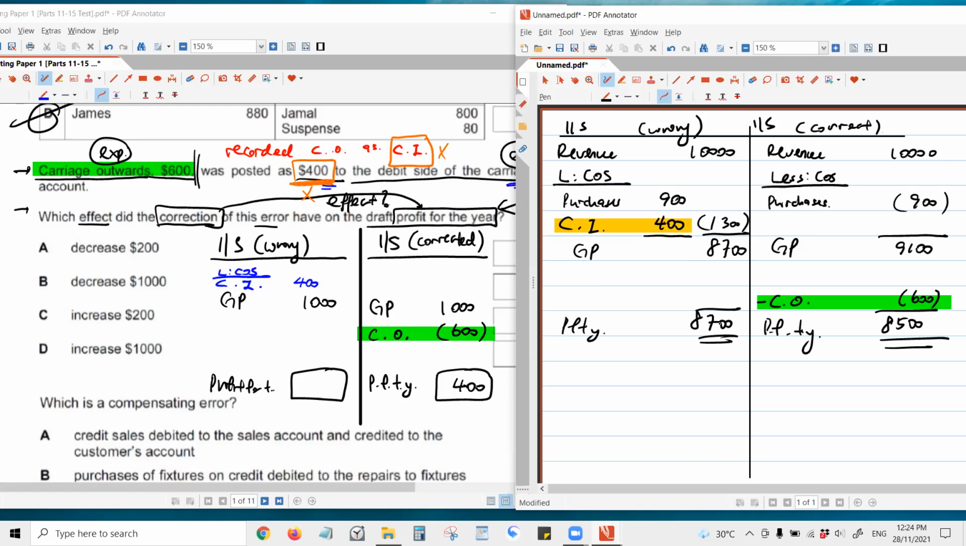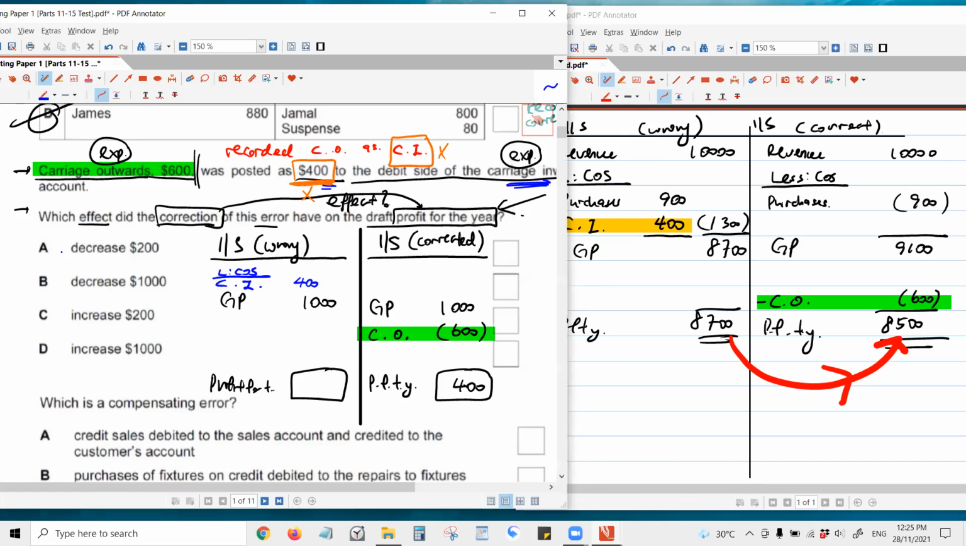is 8,700. Do I need to write carriage outward here? No, because I'm doing the income statement that is wrong. In the wrong income statement, they didn't record it as carriage outward. They recorded it as carriage inward. Therefore, what is the effect? You can now easily see. It has become lower by 200. Therefore, the answer is A.